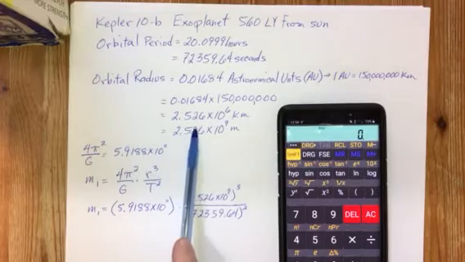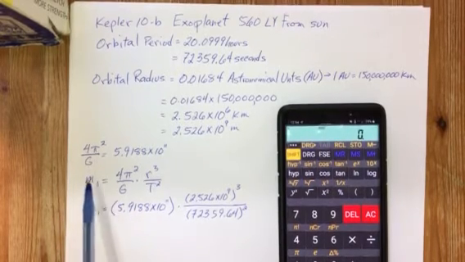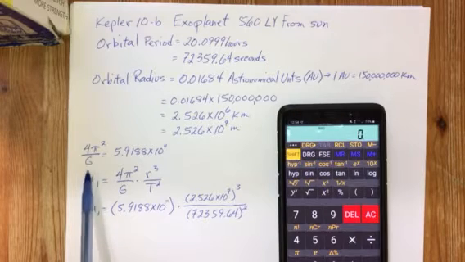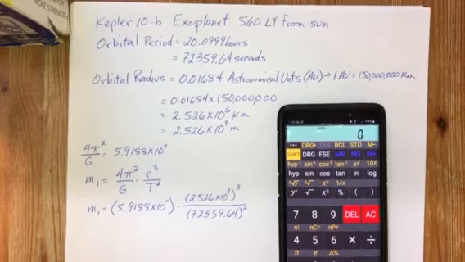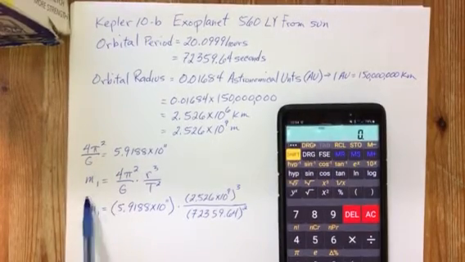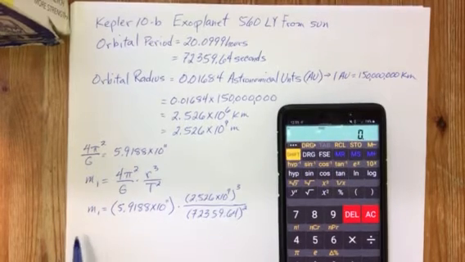That is 2.526 times 10 to the 6 kilometers, and then add 3 to the exponent to convert that into meters. So 2.526 times 10 to the 9th meters. From our earlier calculations, we found that 4 pi squared over G is 5.9188 times 10 to the 11th. And so now we're going to plug these numbers into Kepler's third law, which has been rearranged to calculate the solar mass.